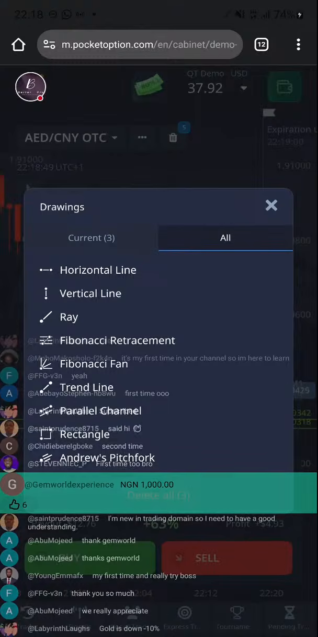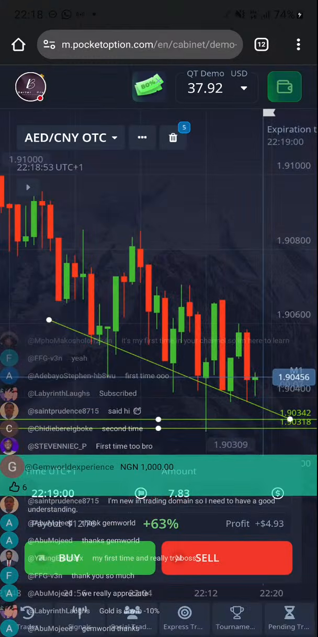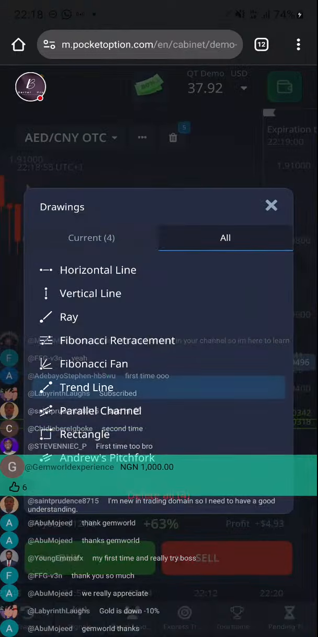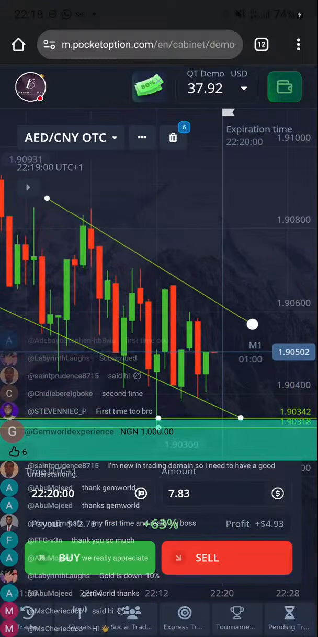Oh, gold is down 10%. Now, I believe it will still come back up because gold is still running right now. It's probably just a 10% correction, I guess. I know it's probably going to come back up.